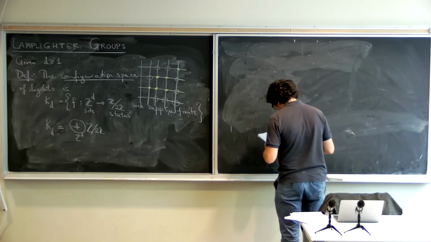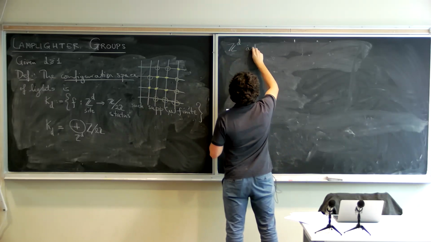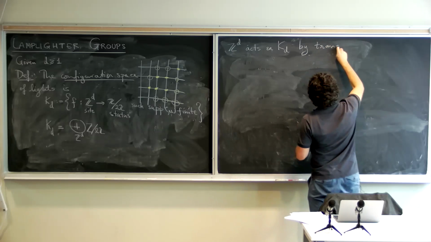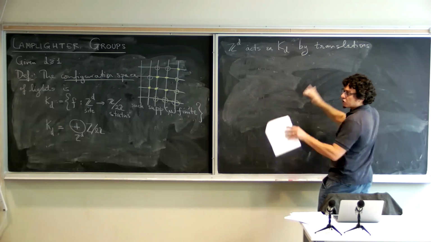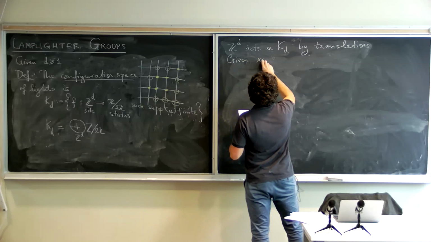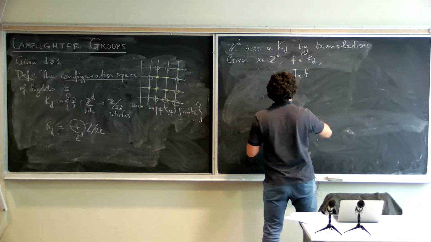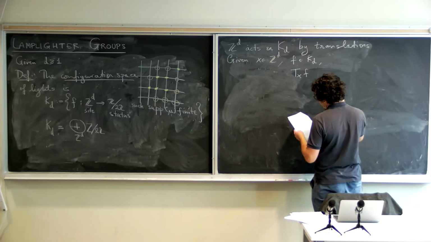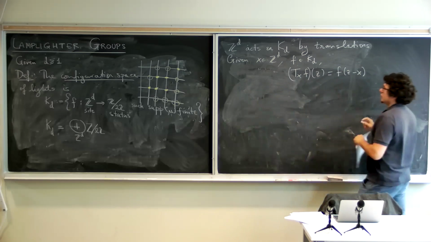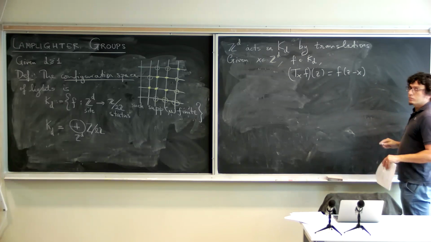And so now we need the lamplighter. So in fact, there's an action. ZD acts on KD by translations. You can take the configurations and shift them, right? So in fact, given X in ZD and F a configuration, we can define TXF, a new configuration. TXF of any other site Z is F of Z minus X. So we're translating all the lights by X.